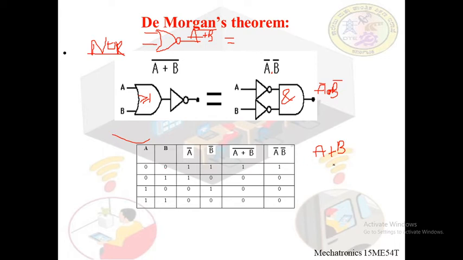0 plus 0 is 0. 0 plus 1 is 1. Again 1 plus 0 is also 1. 1 plus 1 is also 1. So now we'll try to complement it. A plus B whole bar, here it is A plus B whole bar. 0 turns to 1 and 1 turns to 0. 0 and 1 again turns to 0. This is A plus B whole bar.